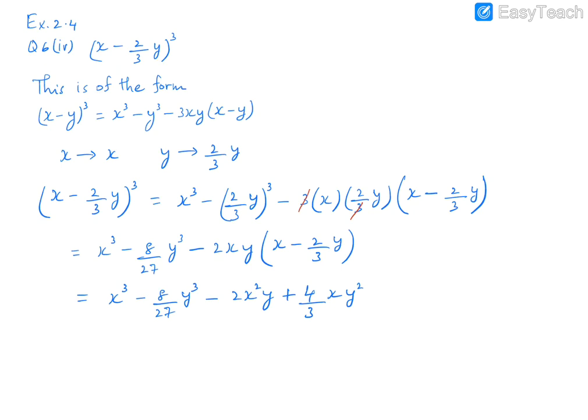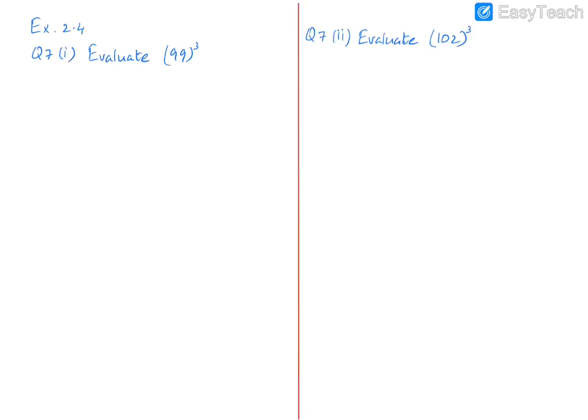Okay, let us now see how we can use these algebraic identities with the degree of 3 to perform some calculations or evaluations of numbers. Okay, so we'll use some problems from the exercise set from exercise 2.4. So we have to evaluate 99 power 3, 99 cube. We can write 99 cube as 100 minus 1. So 100 minus 1 is 99 cube.